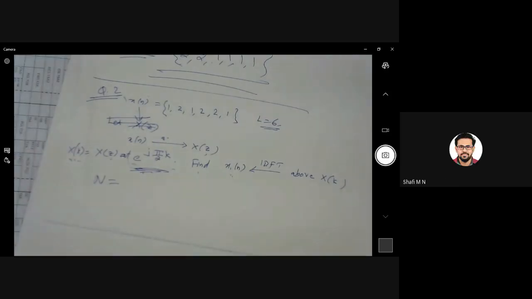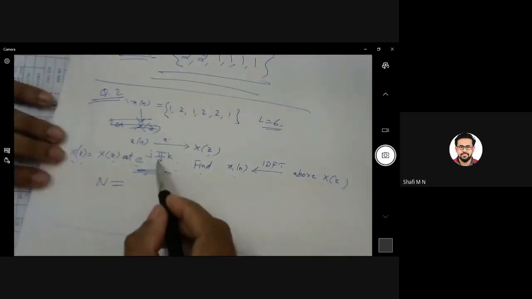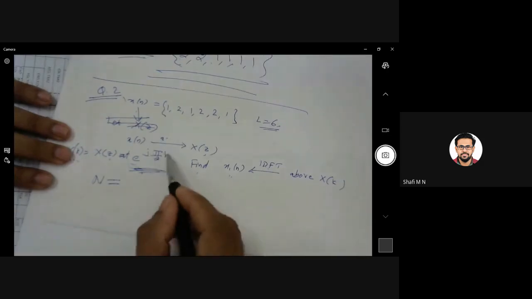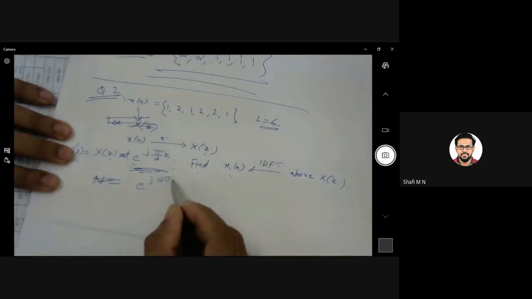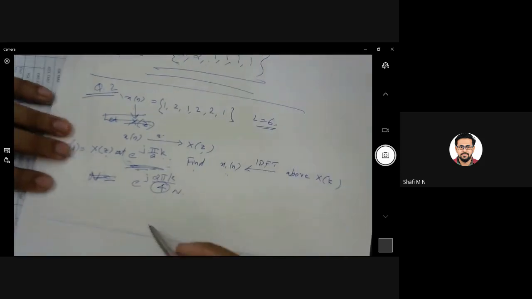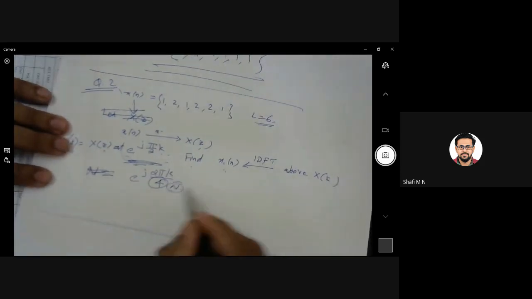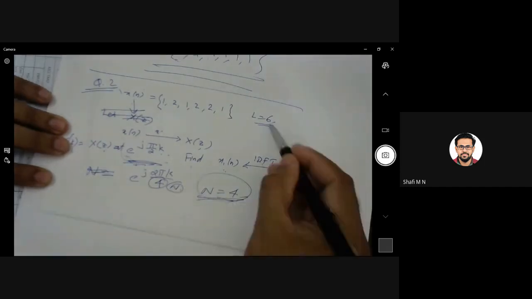3312. Okay, 3312 is the answer. What is the value of capital N? 4. 2 pi is the standard format, 2 pi k by N. So here e raised to j 2 pi k by 4. So N is 4. Okay. So capital N is 4. That's all. Nothing else to be done. N is 4. L is 6.